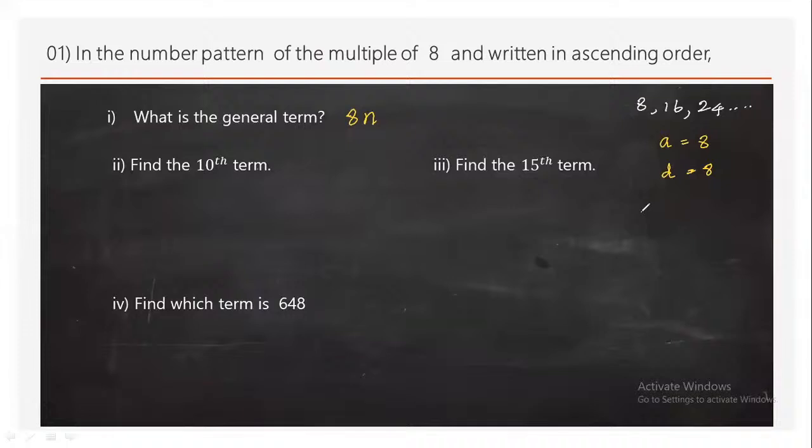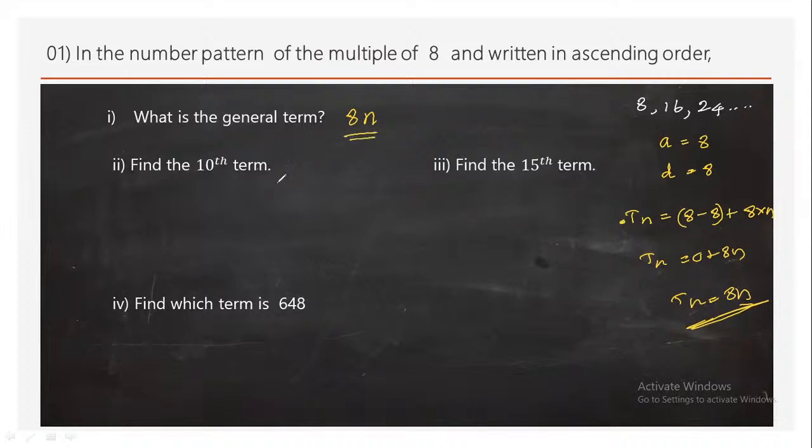If you want to understand this methodically, a equals 8, d equals 8. Then the general term Tn equals first term 8 minus 8 common difference, first term minus common difference, plus common difference into n. Tn equals 0 plus 8n. It means Tn equals 8n. The general term is 8n. You can even write it straight, 8n.